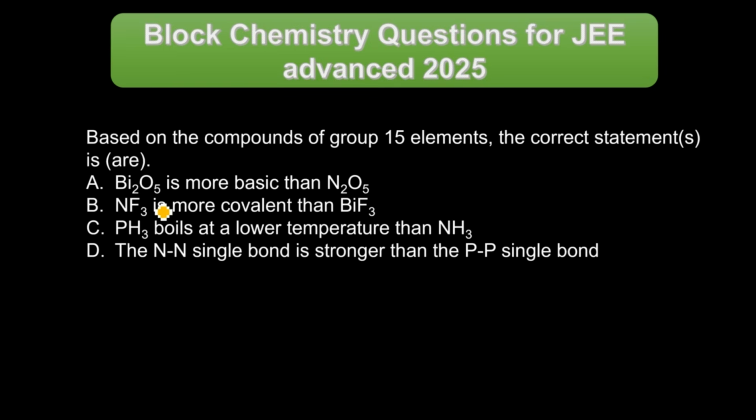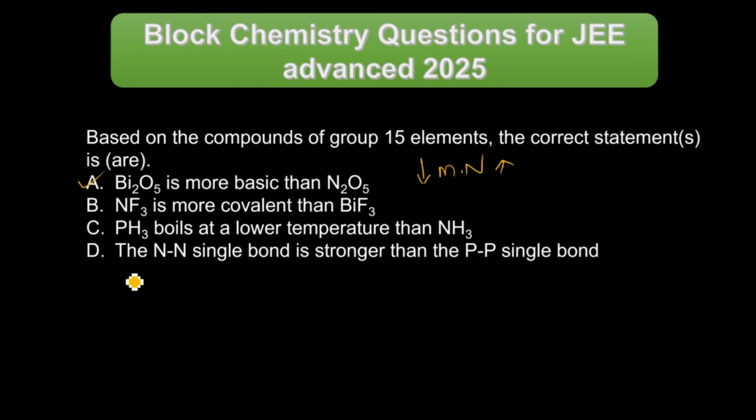Based on the compounds of the group 15 elements, the correct statements are. Okay. So group 15 elements, you have to know about the structure, how it is behaving also. The first statement is that Bi2O5 is more basic than N2O5. Okay. So what will happen as we move down the group? The metallic nature of the atom increases, right? Moving down the group, metallic nature increases. Hence, the basic nature of the oxide will also increase. Correct. So the given statement is true. We are comparing bismuth and nitrogen.